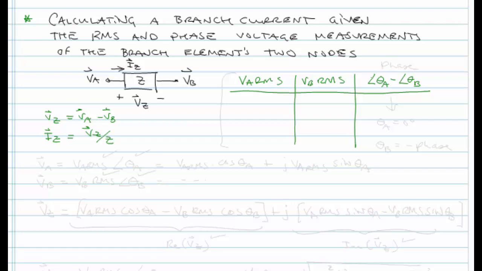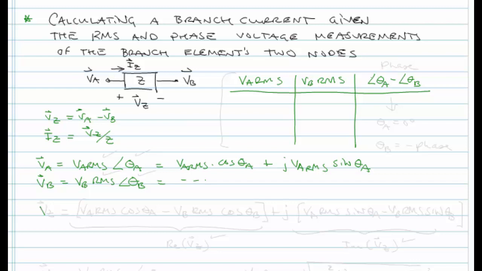to find our IZ. Okay, so let's assume that VA is equal to some VA RMS at some angle theta A. We can write this in Cartesian coordinates as VA RMS times cosine of theta A plus j times VA RMS times sine of theta A. We could do the same thing for VB.